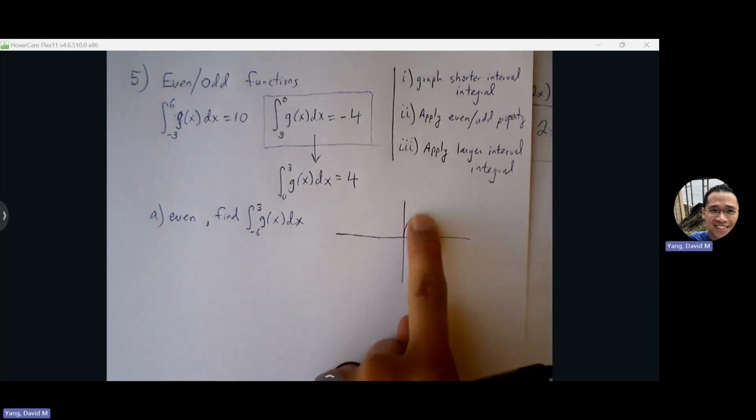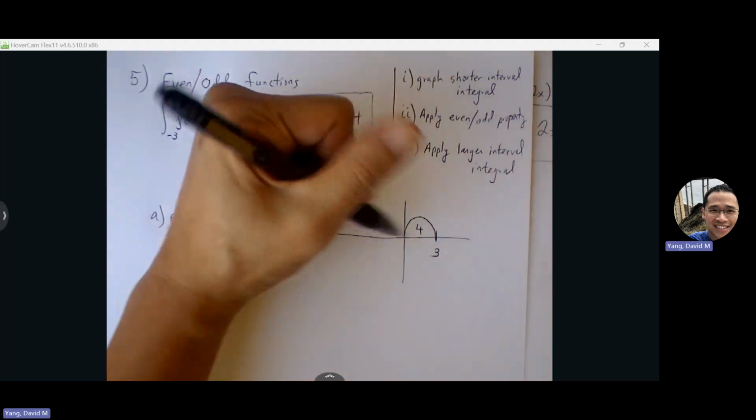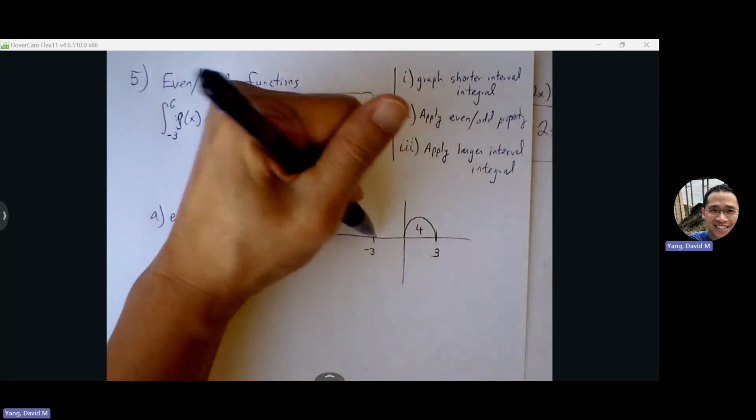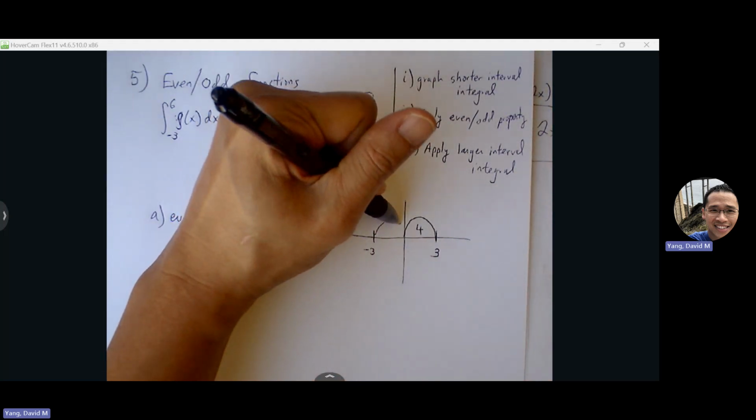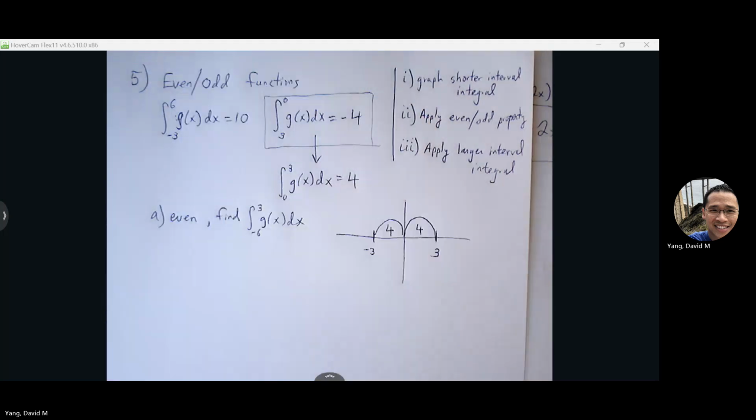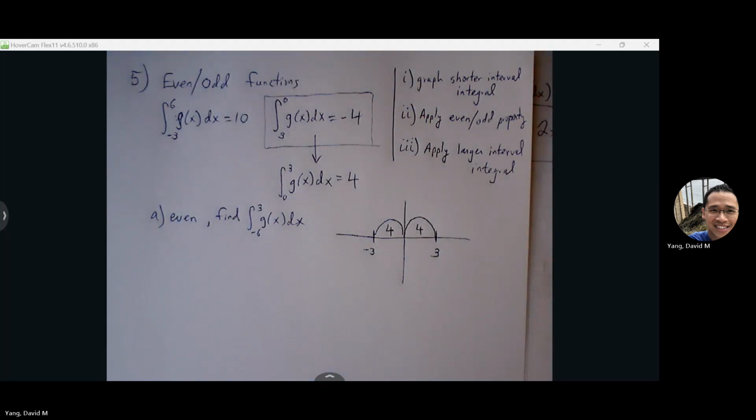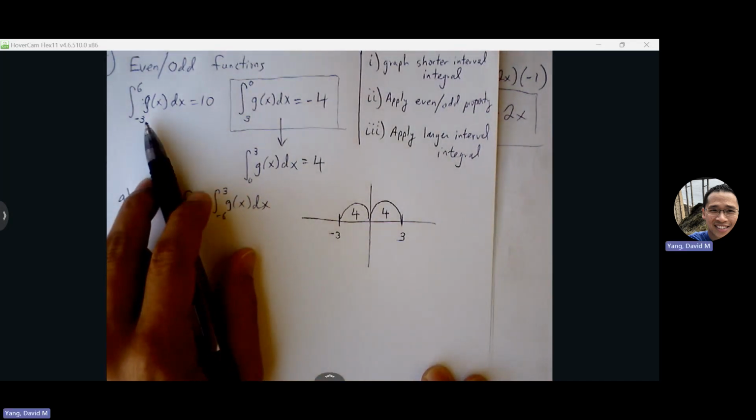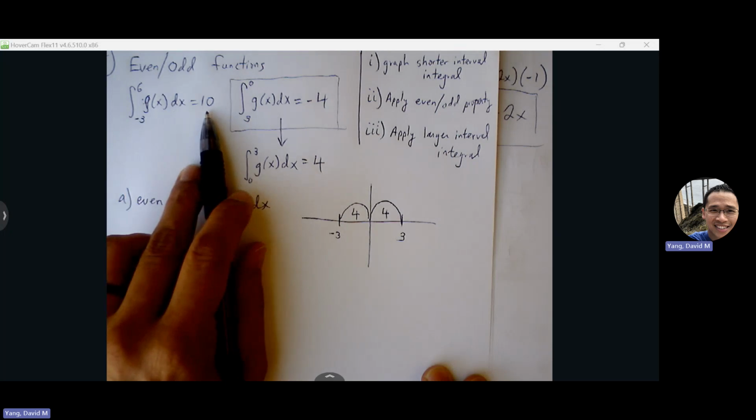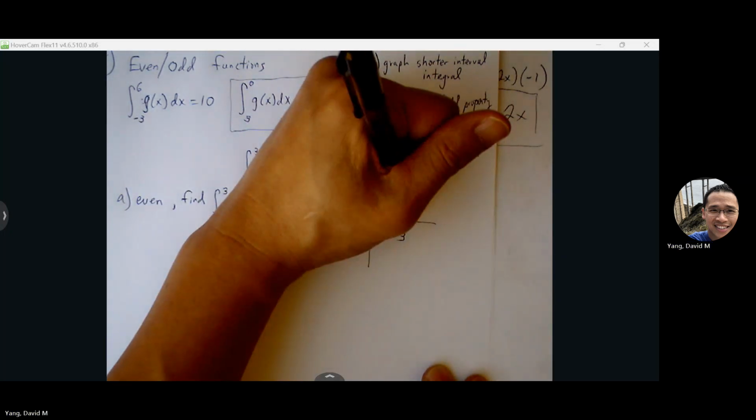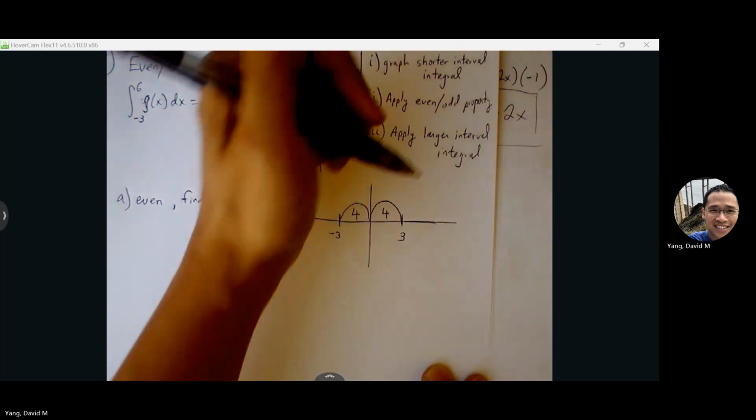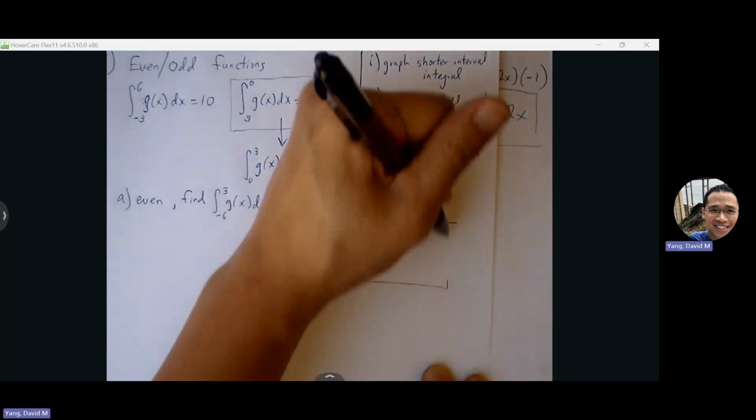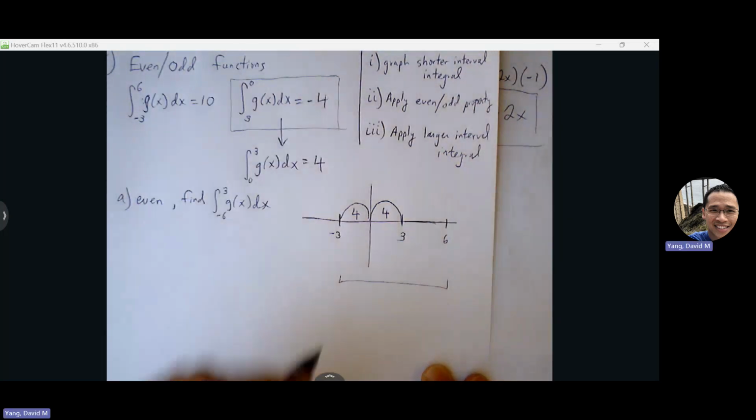I put my shorter interval in place. I'm going to fill my other side with the even property as well. Now we can fill in the gap. From -3 to 6, it must equal 10. So this whole region needs to add up to be 10.